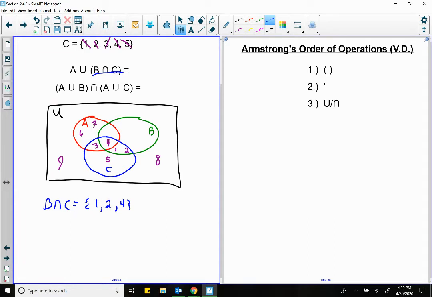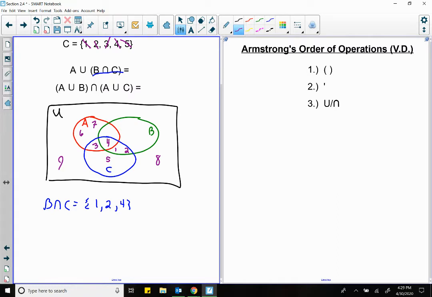Now that we've done the inside of our parenthesis, we just start over again. Do I have any complements out here? No, there's no complement out here. That's good. So now we'll deal with the union and intersection. Right here it says, give me the union.